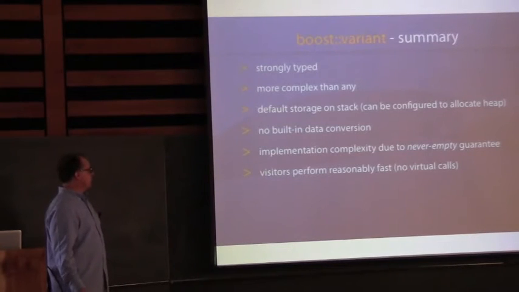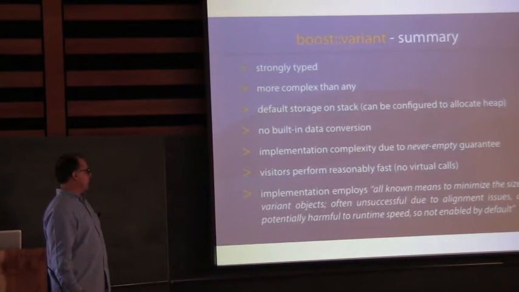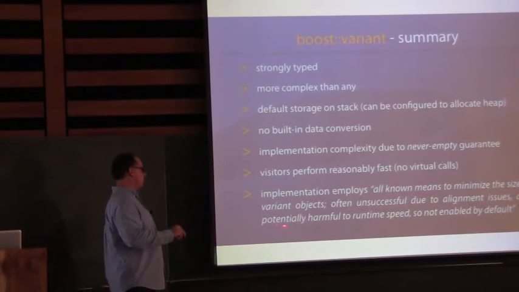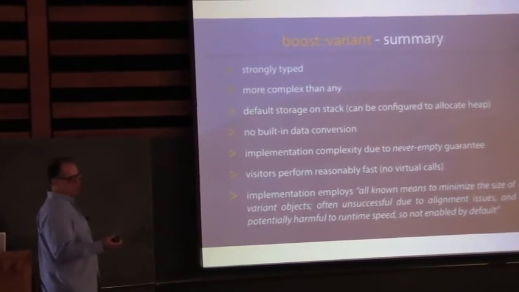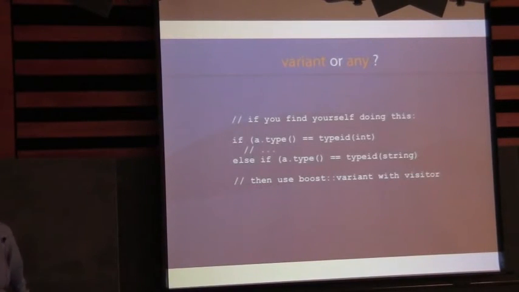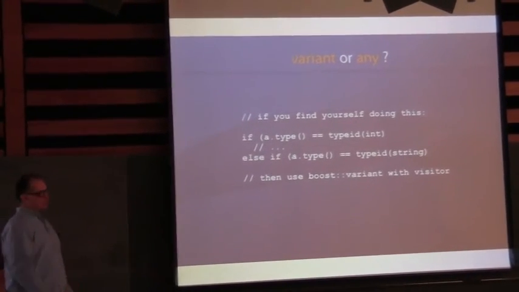The visitors perform reasonably fast, and the implementation employs all known means. This is according to the authors. All known means to minimize the size of variant objects, often unsuccessful due to alignment issues and potentially harmful to runtime speeds, so not enabled by default, as we mentioned before. Here's the question that was asked before. If you find yourself doing something like this, in my opinion, then you should use variant, not any. If you're trying to discover what type you have and you have many types in there and you have this kind of logic, then you're probably better off with the variant.